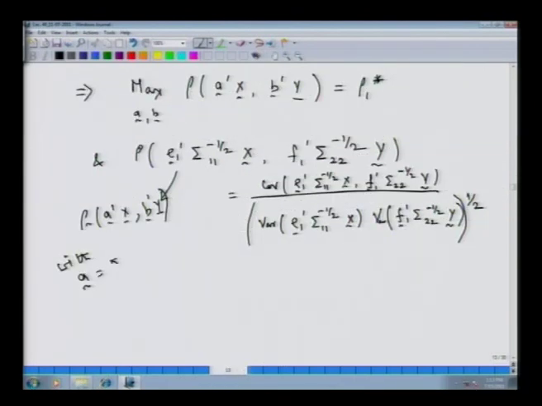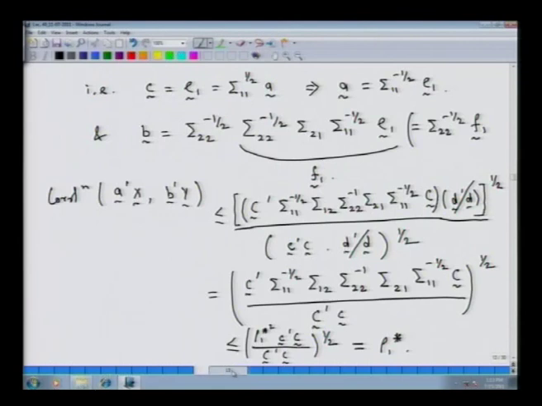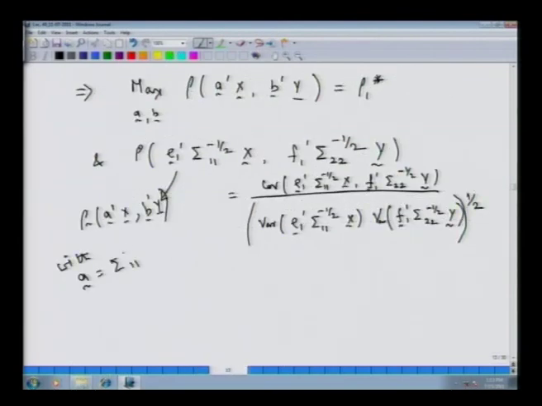So, this is sigma 11 to the power minus half times E1, and with B, which is sigma 22 to the power minus half times F1, and this straight away leads us to the value, which is rho 1 star. So, that is the maximum correlation coefficient attained with A equal to this and B equal to this particular term.